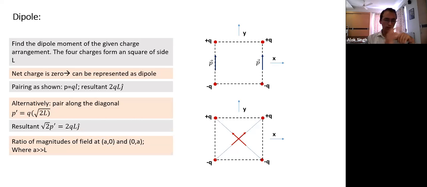Suppose this is a dipole moment. Can we find the ratio of magnitudes of field at these 2 points? One is A0, other is 0A. What is the ratio of magnitude of fields, given A is much larger than L, the size of the dipole? Do you recall what the formulas were? How many recall that formula and how many got an answer? What is the ratio? I am not even asking what the field is.